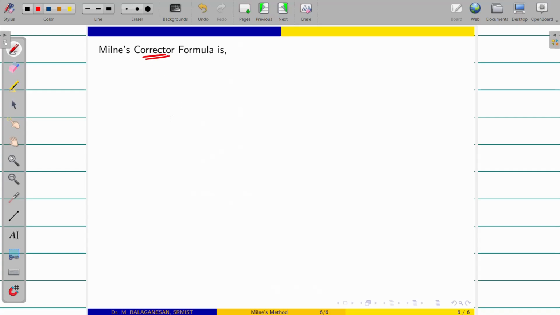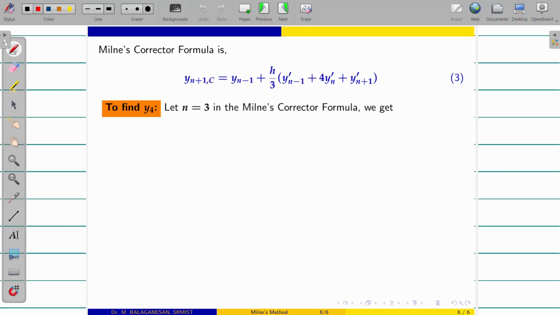Now the Milne corrector formula is y(n+1),c equals y(n-1) plus h by 3 times [y(n-1) dash plus 4 yn dash plus y(n+1) dash]. C represents corrector formula. So we have to find y4. Obviously, what will n be? N equal to not 0, n equal to 3. Then only you can get y4. If you're giving n equal to 3 here, it will be y4.